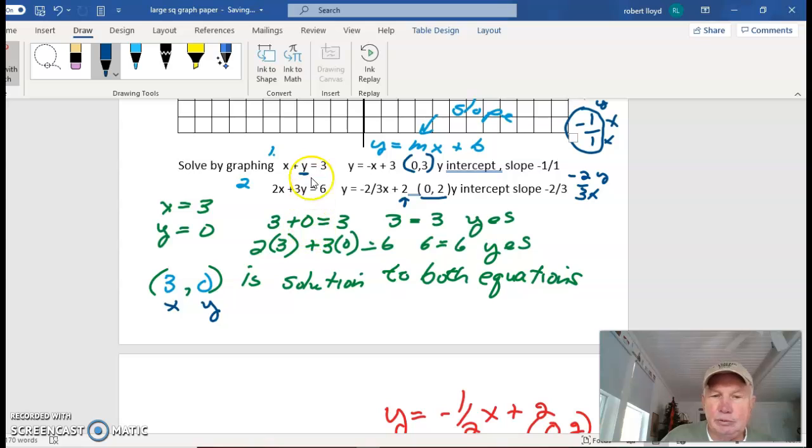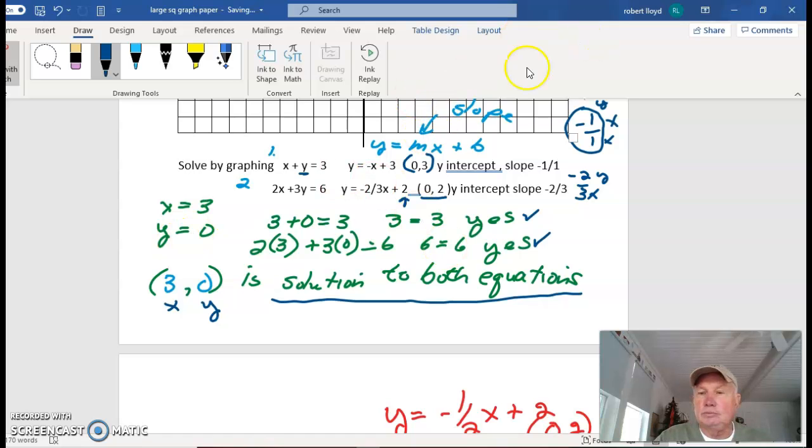So 3 plus 0 for our first equation equals 3. 3 equals 3. That one we can check off. 2 times our x, 2 times 3, plus 3 times the 0, 6 will equal 6. And that checks out. So 3, 0 is a solution to both equations, and that is the point of intersection. So I will post this one.